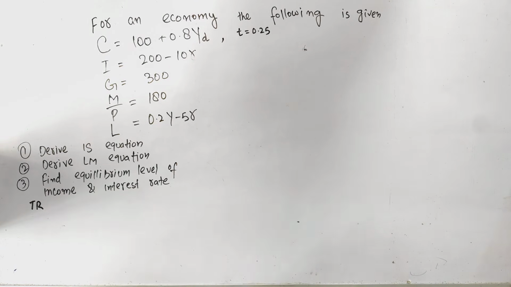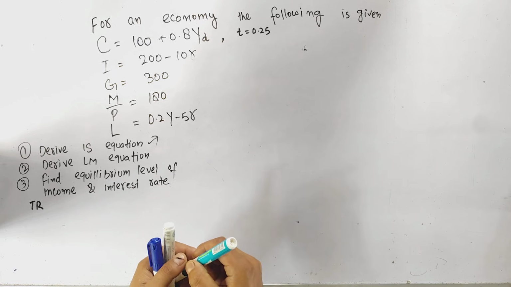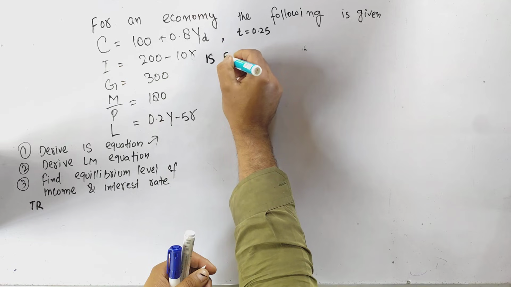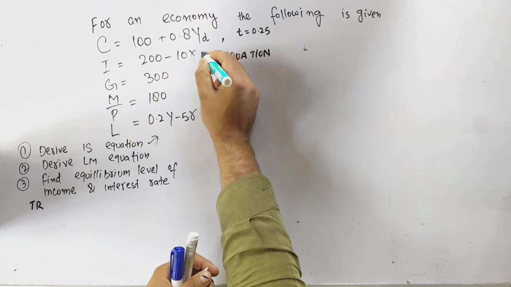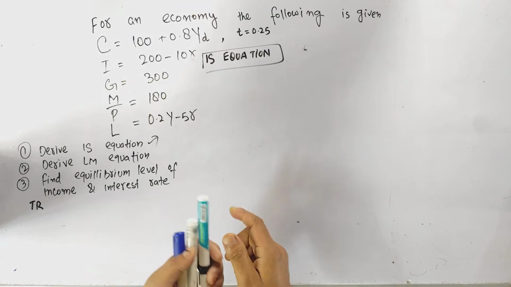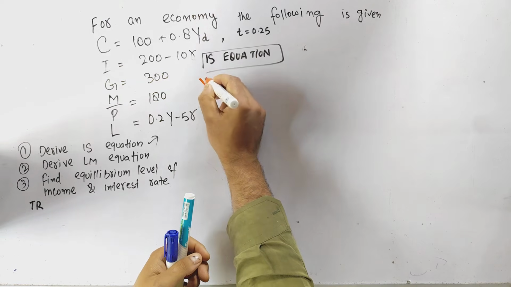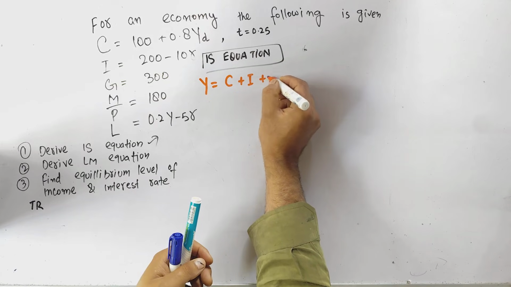To solve this question, the first part is to find the IS equation. Now this IS equation comes from the goods market equilibrium, and we know that the goods market is in equilibrium when the total income is equal to consumption expenditure plus investment expenditure plus the government spending.